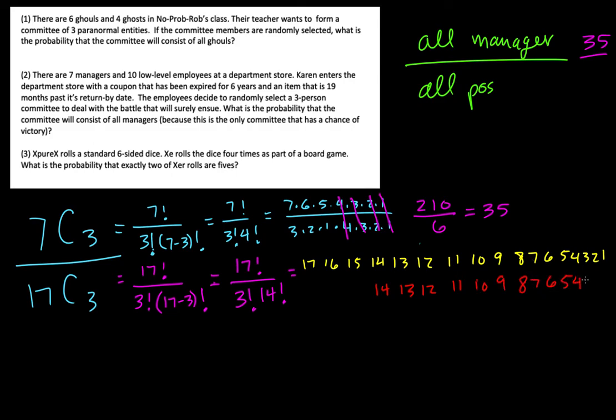If you don't really want to write them all out, you don't have to. And then 3 factorial is going to be 3, 2, 1. So all of this is going to go away. So we're left with that.